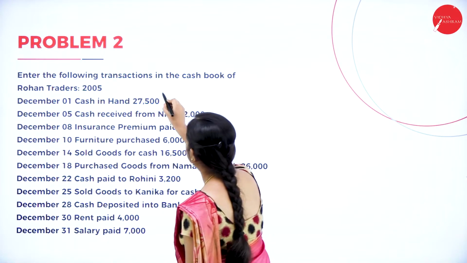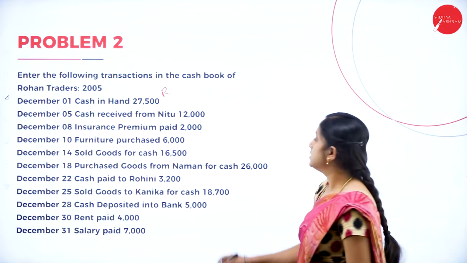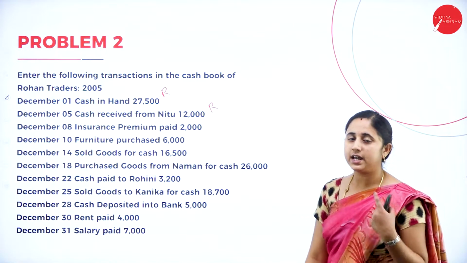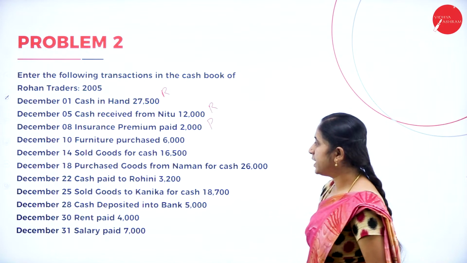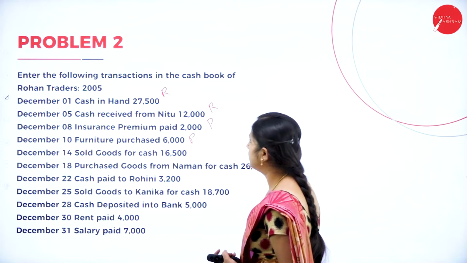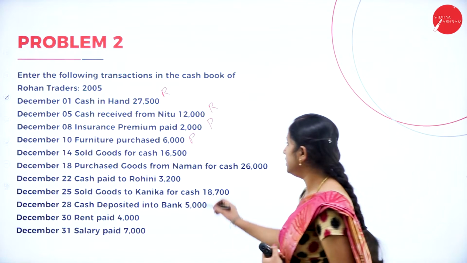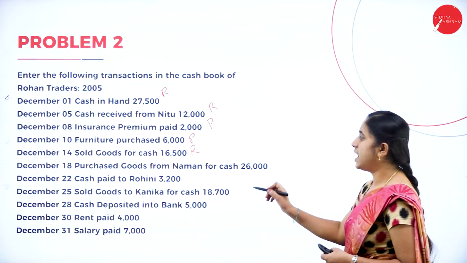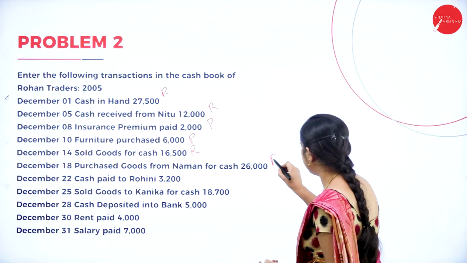Here, cash in hand is the balance brought down from the last month. Cash received from Neetu is a receipt. Insurance premium paid is a payment. Furniture purchase is a payment, cash is going out. Sold goods for cash: when you make a sale, cash is coming in, so this is a receipt. Purchase goods from Naman for cash means cash is going out, so it is a payment.